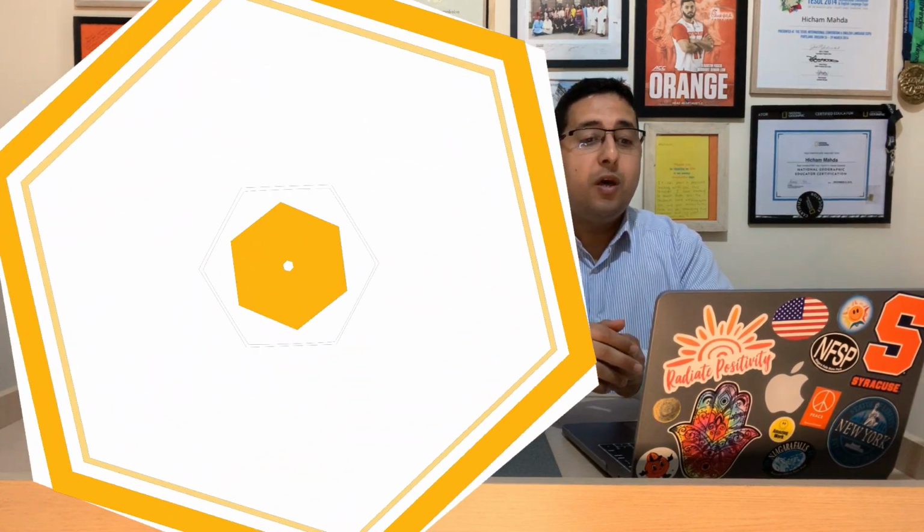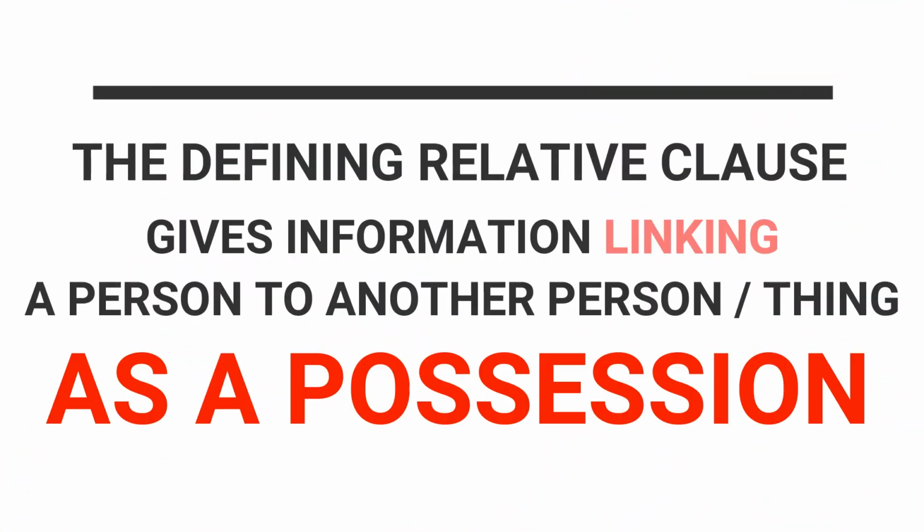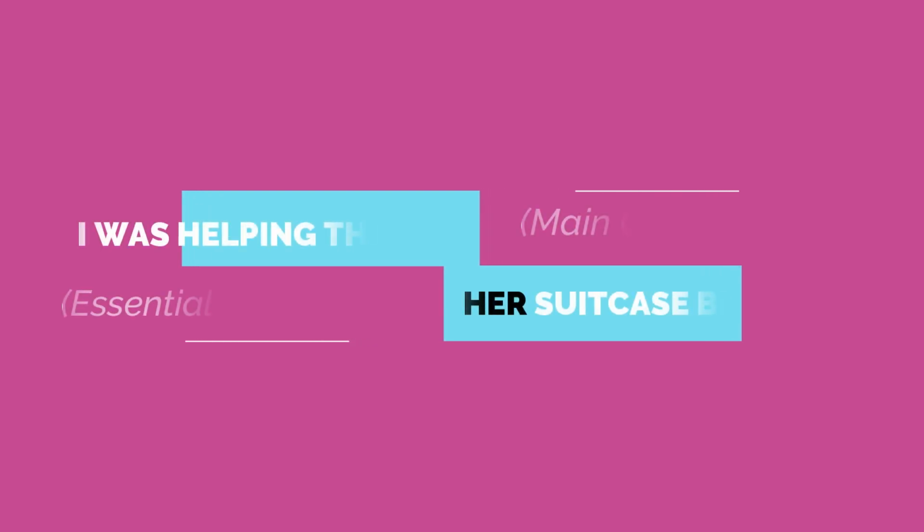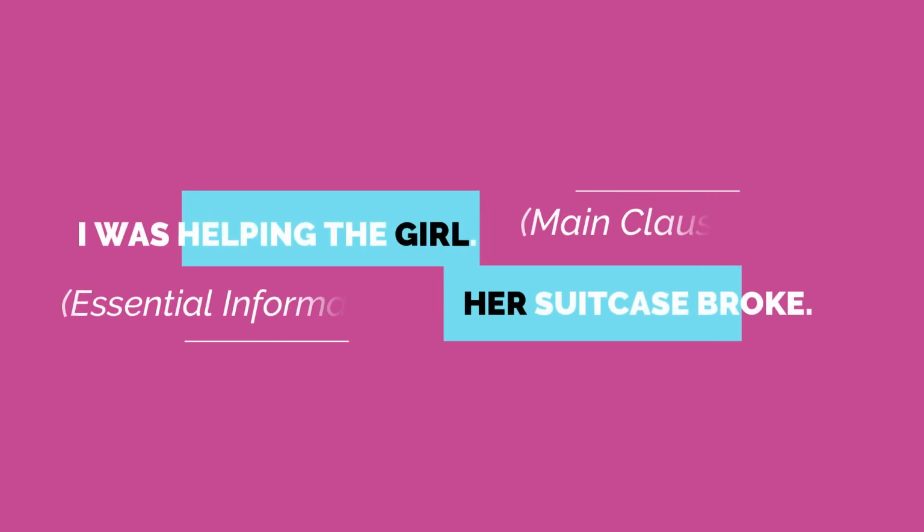We use whose when the defining relative clause gives information linking a person to another person or a thing as a possession. For example, I was helping the girl. Her suitcase broke.